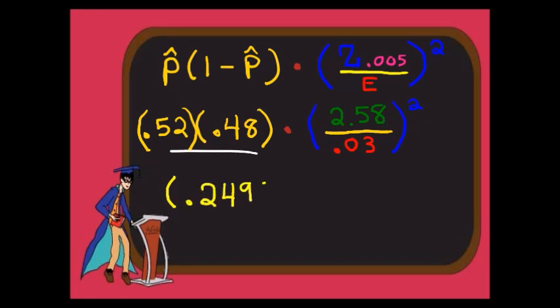And if you do this math, I'm going to stop for a second. If you do 0.52 times 0.48, you should get 0.2496. I'm going to verify this on my calculator for a second. 0.52 times 0.48 should give us 0.2496.